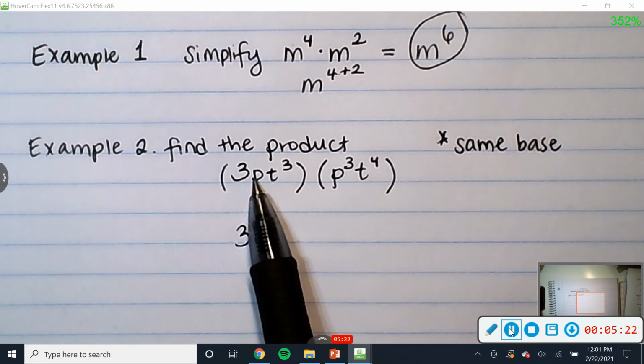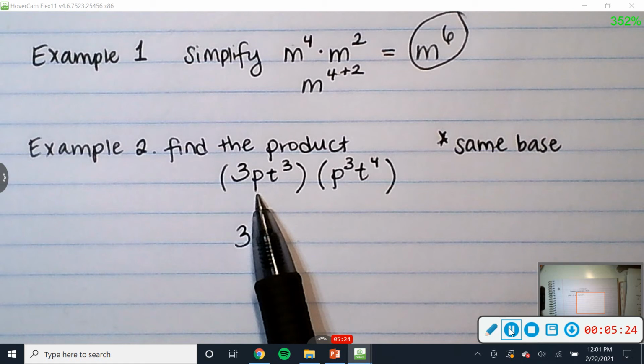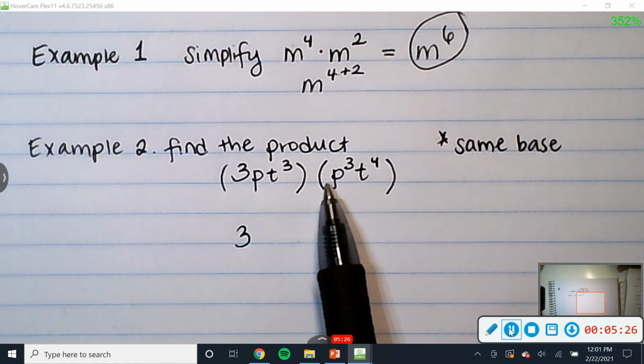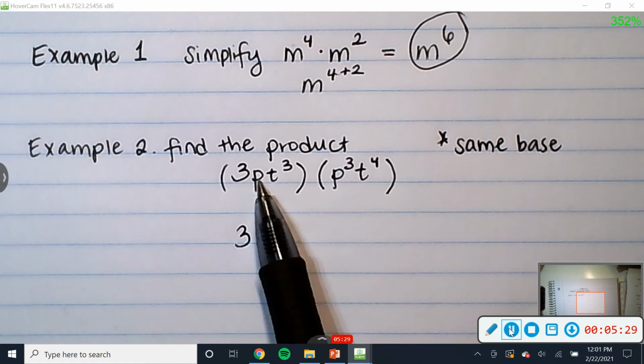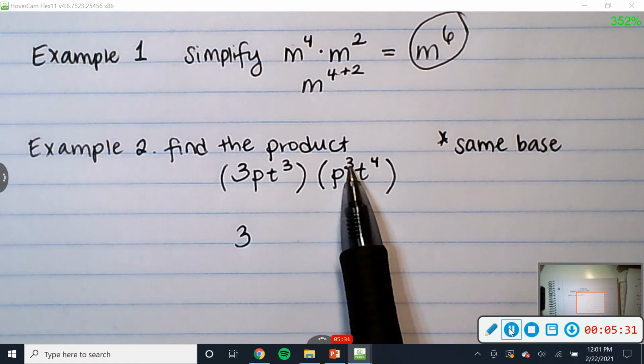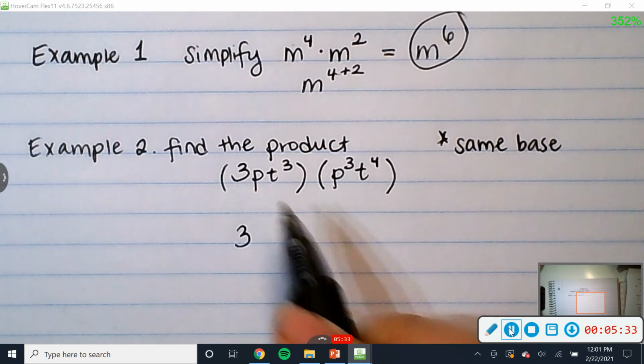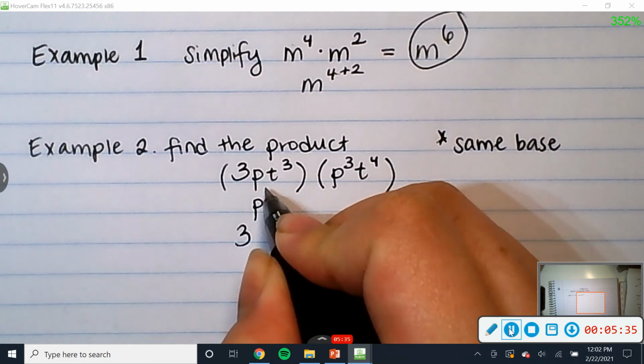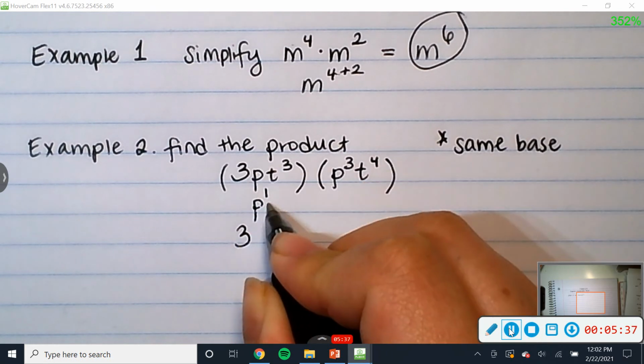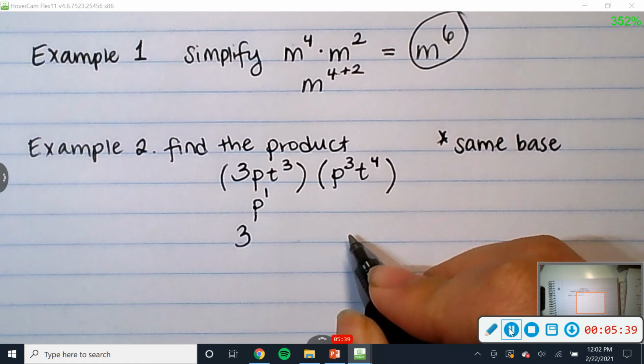Next, I'm going to look at p. I want to see if there's any other variables with p. I see one right here. So I have a p right here. I'm multiplying this by p to the 3rd power. And this is just the same as p to the 1st power. When you don't have an exponent up here, there's an invisible exponent of 1.